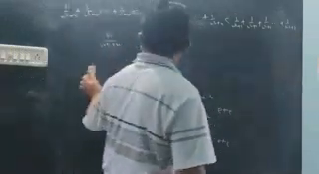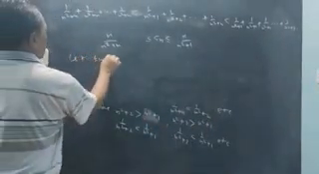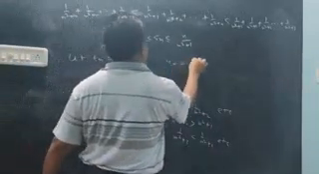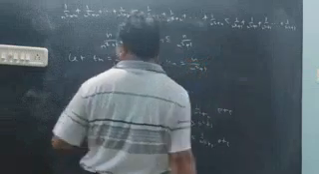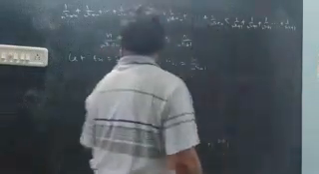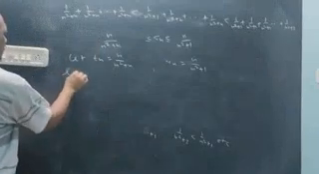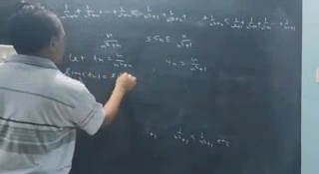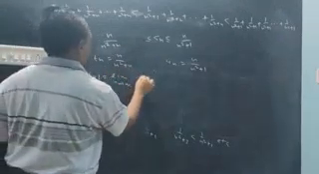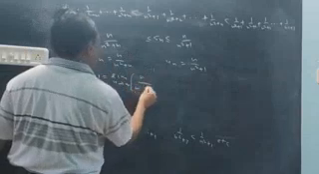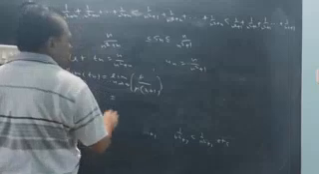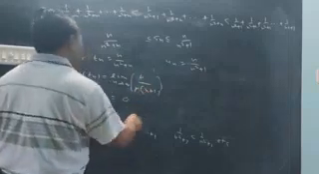So this Sn lies between Tn and Un. Let's suppose Tn is n upon n square plus n, and Un is n upon n square plus 1. Now the limit of this Tn: how to check? It is an algebraic function, n is common, n plus 1, n is cancelled, apply limit as n tends to infinity, 1 upon infinity is 0.